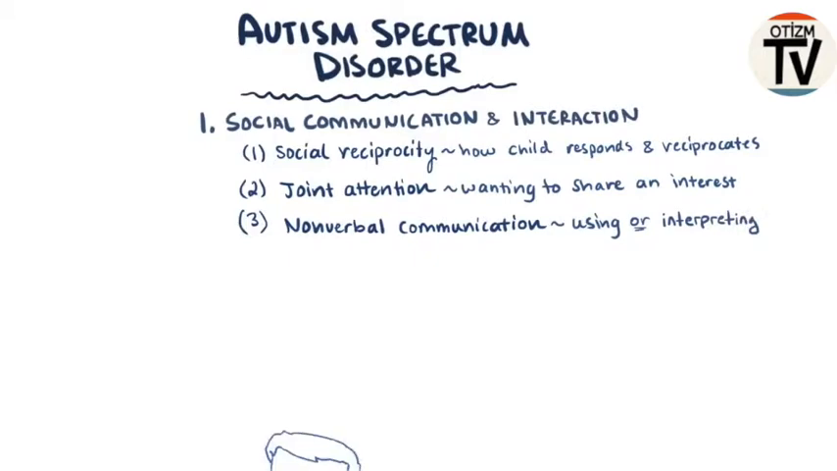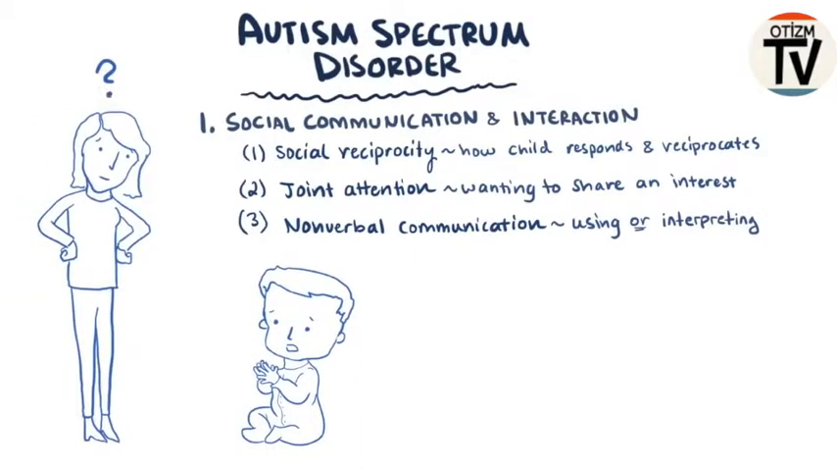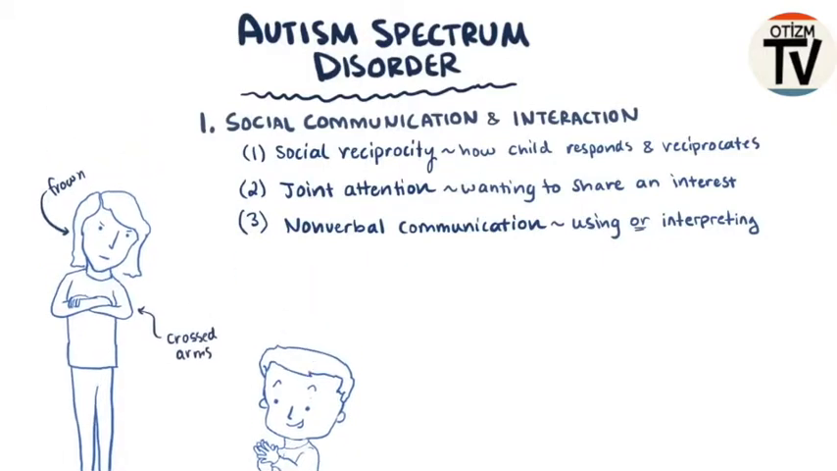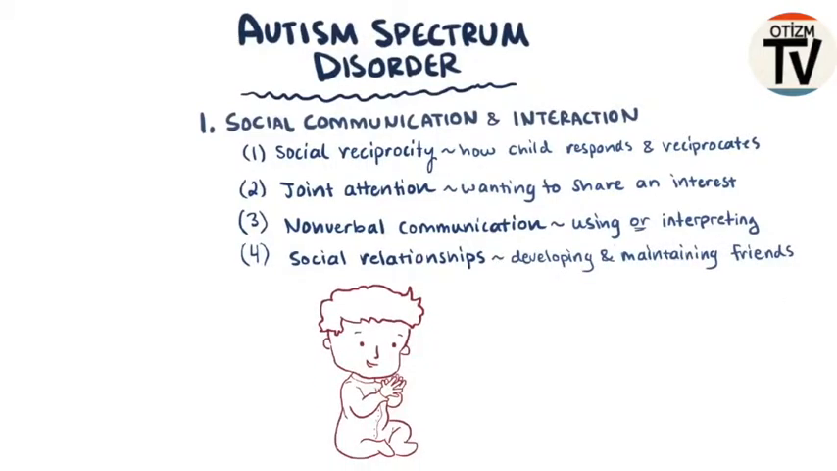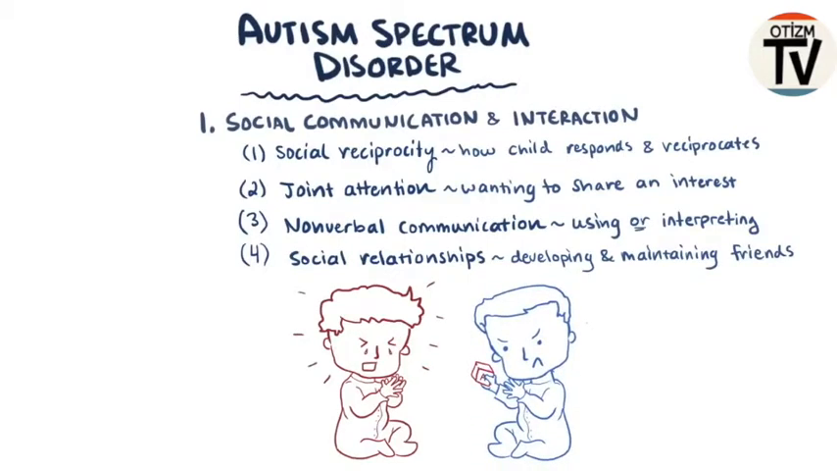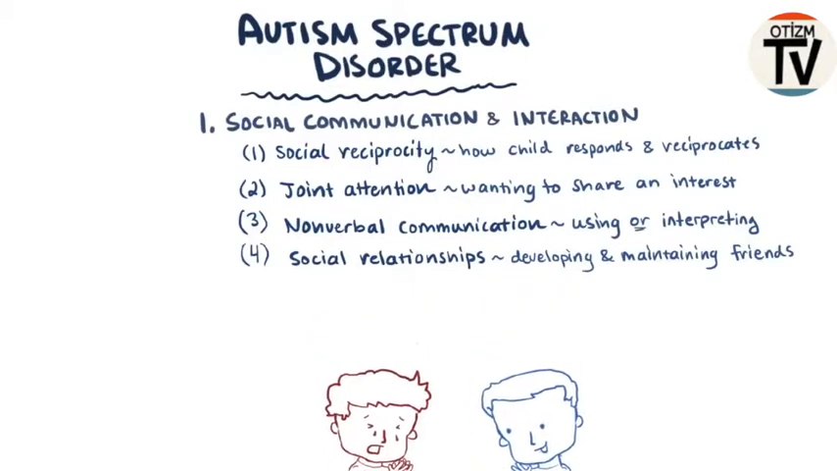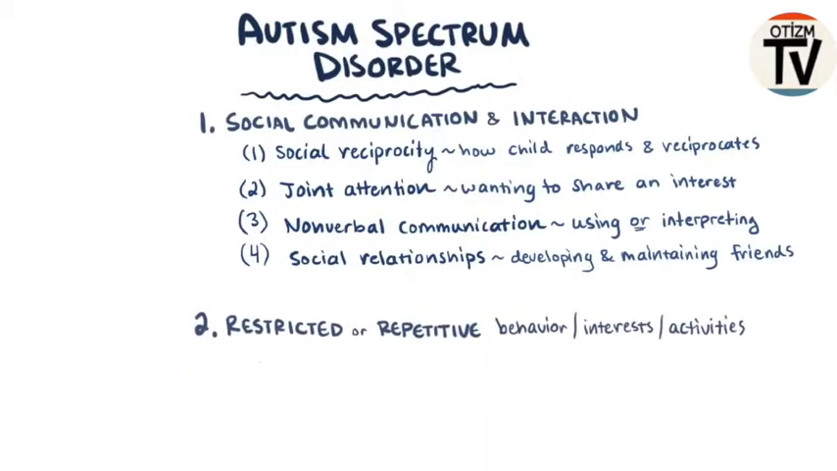from someone else. So maybe the child won't put their arms out when they want to be picked up, or maybe they won't be able to tell when a parent's upset, even if the parent's frowning and crossing their arms. The last subcategory of communication deficits is in social relationships. So children have trouble developing and maintaining relationships. So maybe the child has a hard time making friends, or they're able to make friends, but their behavior tends to drive the friends away. The other major area is called restrictive and repetitive behaviors.